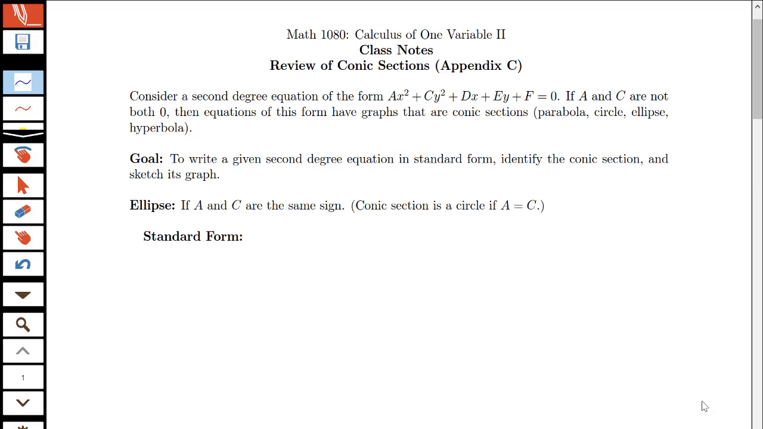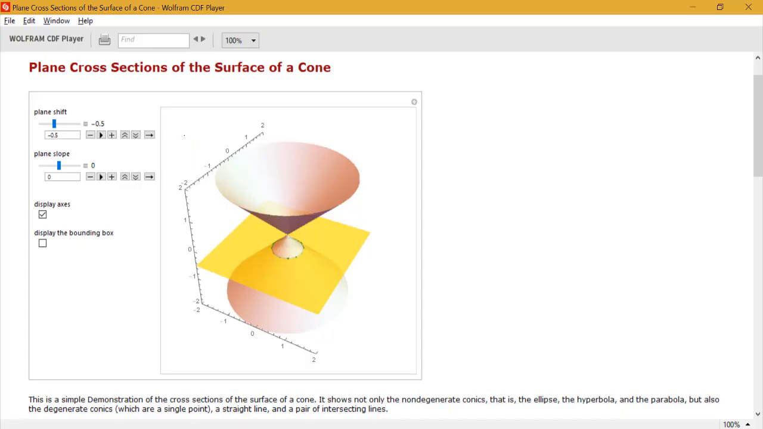In this video, we're going to be reviewing conic sections, which are the graphs of parabolas, circles, ellipses, and hyperbolas. Before we get into the standard equations of those different graphs, I first want to just remind us why these things are called conic sections.